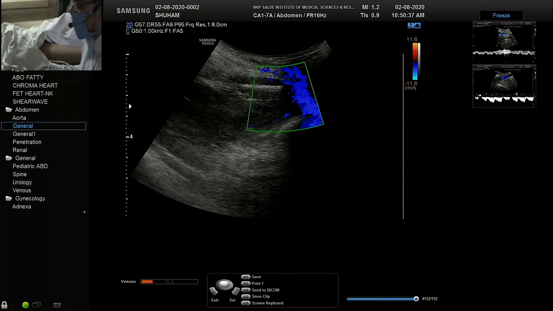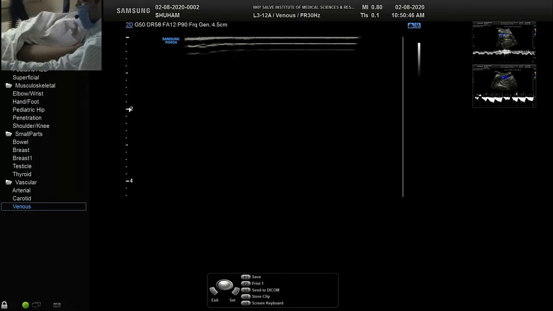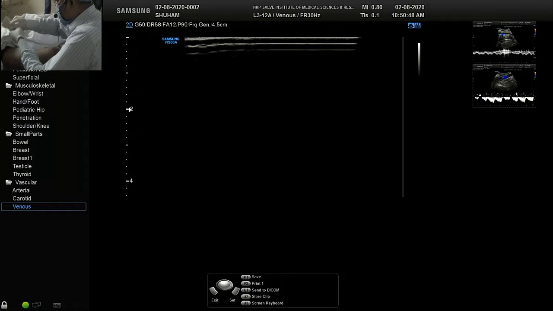Take a venous setting because we are doing a venous Doppler here. So we know what is the course of the femoral vein. Just put a jelly throughout. That reduces your examination time.